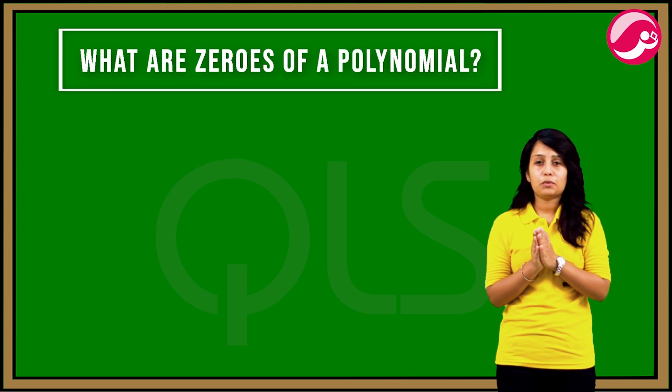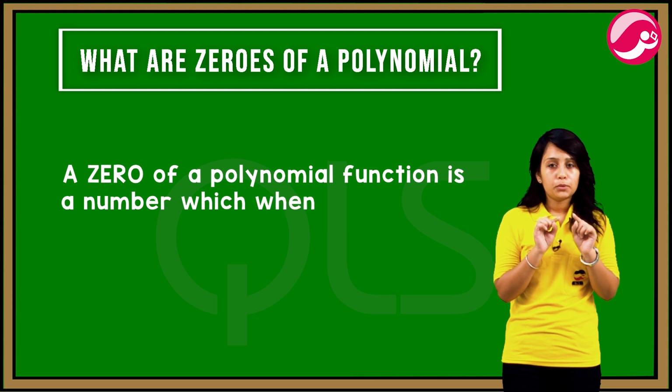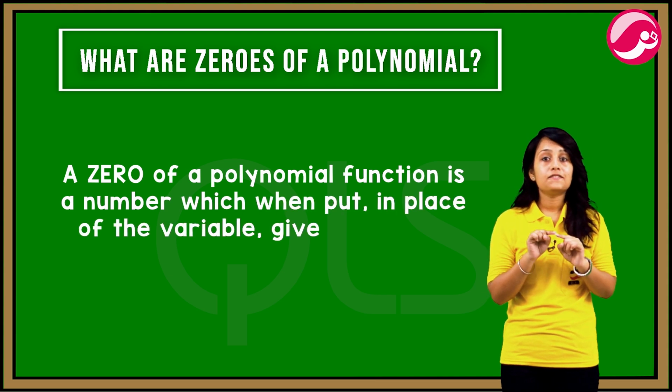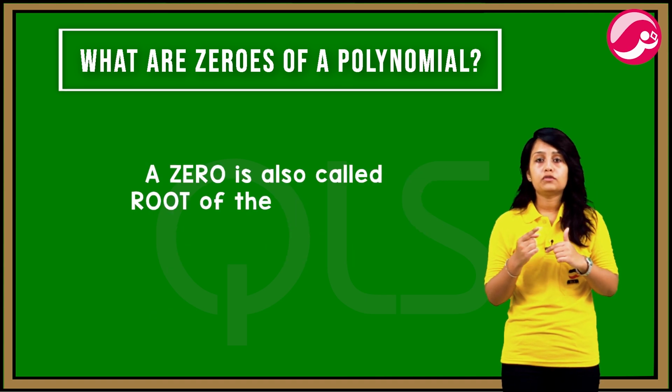Now, what are zeros of a polynomial? A zero of a polynomial function is a number which, when put in place of the variable, gives the value of the polynomial equal to 0. A zero is also called the root of the polynomial.